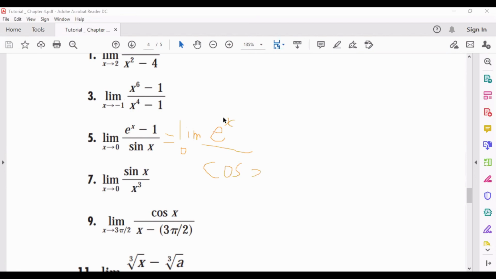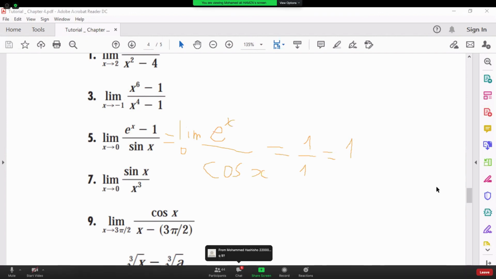Okay, 1 over 1. The numerator goes to 1 and the denominator goes to 1, then it's equal to 1 over 1. That's why this limit is equal to 1. Then thanks to L'Hospital's rule, the problem is solved. Last one.